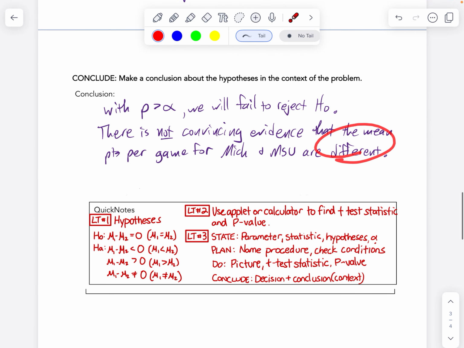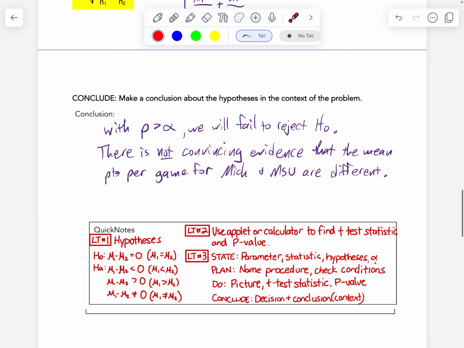So again, we did most of this on the calculator, but state, plan, do, conclude, and then your H0 and HA look like this for the homework because we have mu's, we're doing averages. So there you go, folks. Enjoy that lesson app. It's going to be awesome.